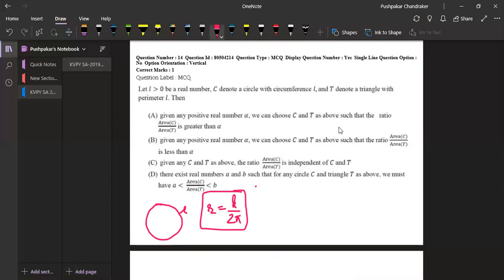And T denotes a triangle with perimeter L. There is one more triangle which has the same perimeter. This triangle's perimeter is L. Then, given any positive real alpha, many options are there. Actually, we need to find the ratio of the area of the circle and the area of the triangle.